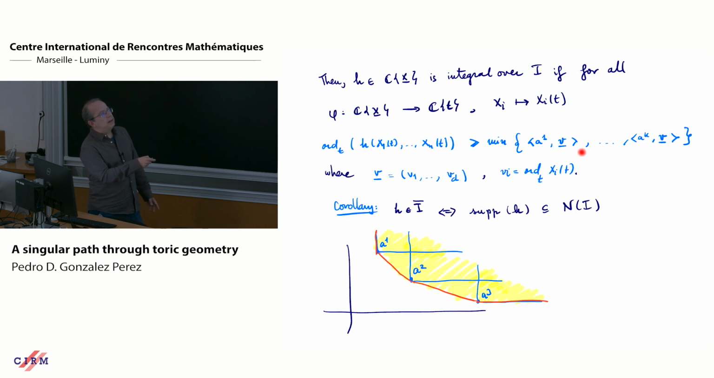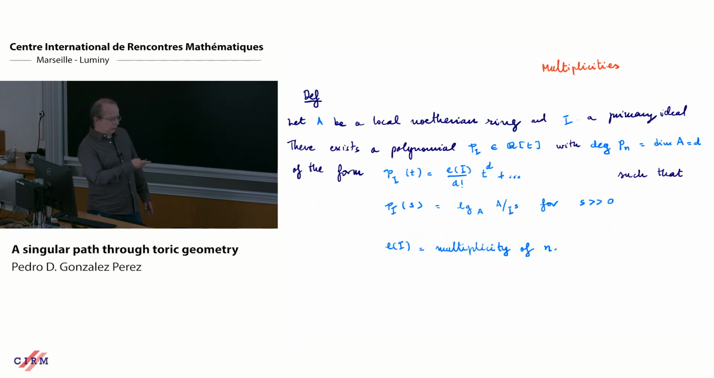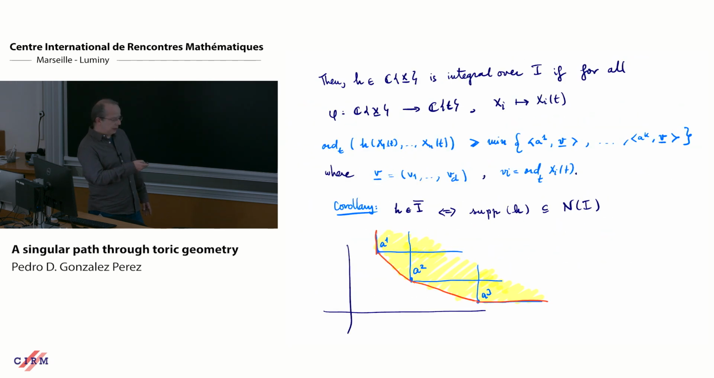And this can be seen as a vector, as a scalar product. And this tells us that this series belongs to the integral closure if and only if the support of the series is contained in the Newton polygon. So the support of the series must be in this yellow zone in this example.